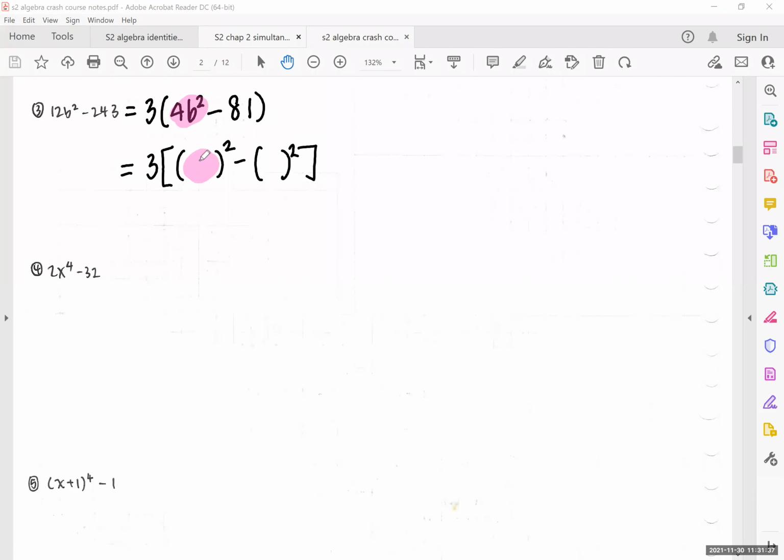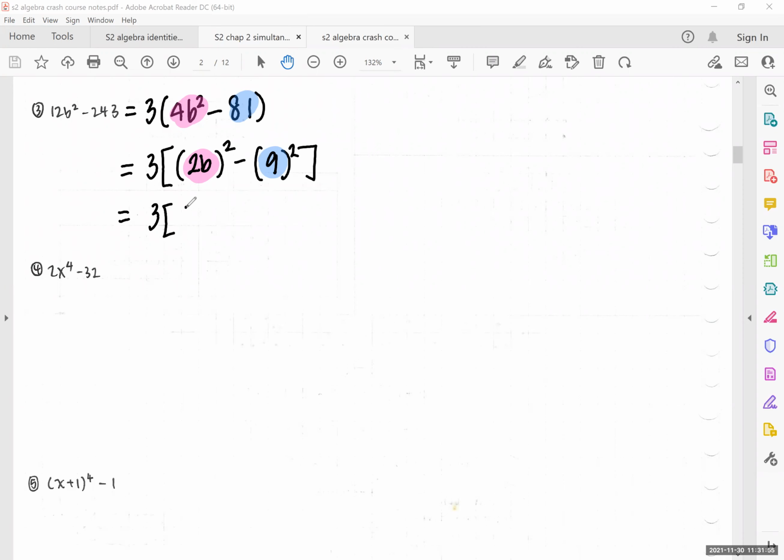Pink with pink, blue with blue. Okay, tell me what to write in the pink bubble. 4b? 2b. No. 2b, yes. What do I write in the blue bubble? 9. Yes, very good. So from here, I can continue already.